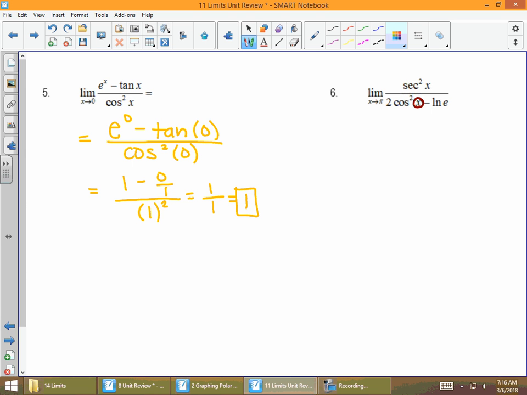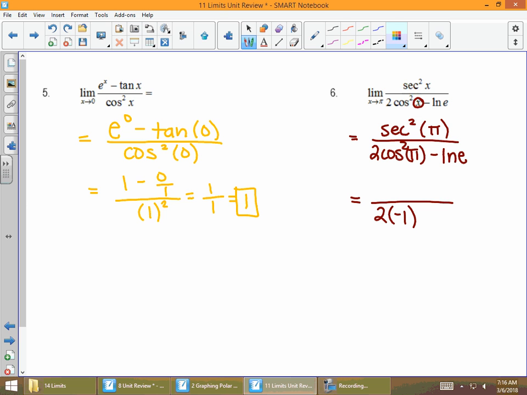So let's plug in pi. So I have secant squared of pi over 2 cosine squared of pi minus ln of e. And now let's put in the numbers that go with those. Well, cosine at pi is -1. And if cosine at pi is -1, then secant at pi is -1. So I'm going to have -1 squared on the top as well. Remember, secant is just the same as 1 over cosine. So this would really be 1 over cosine squared of pi.